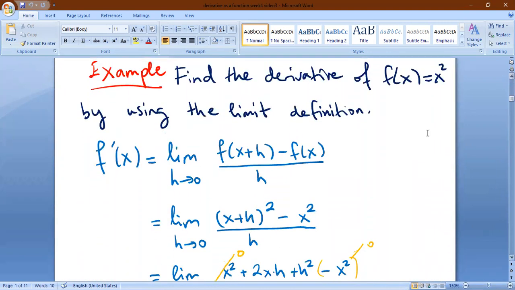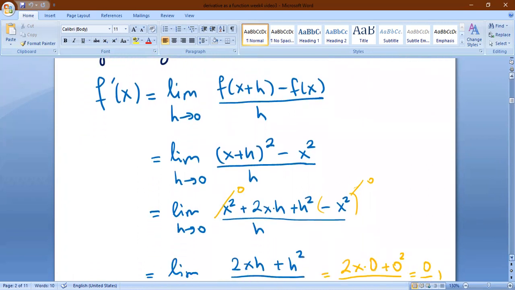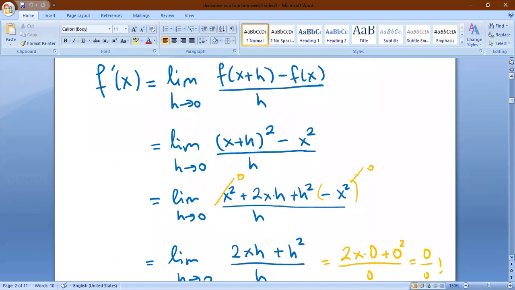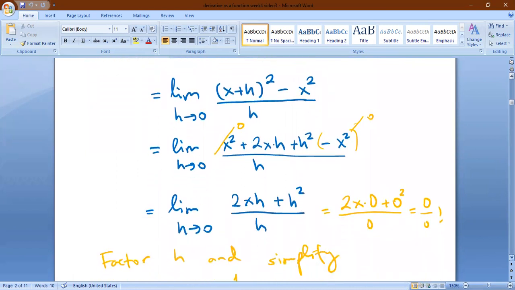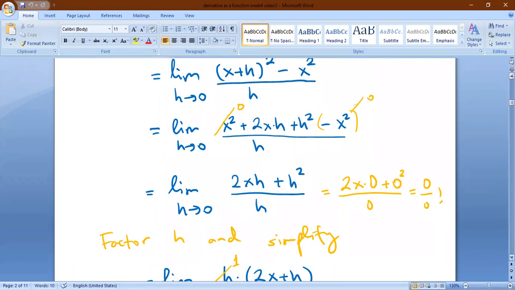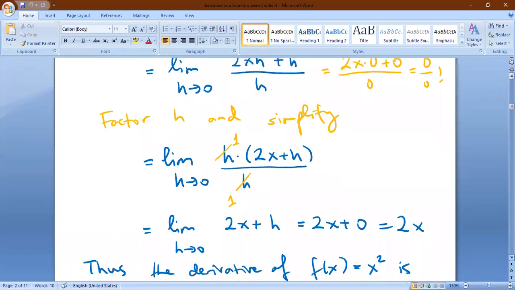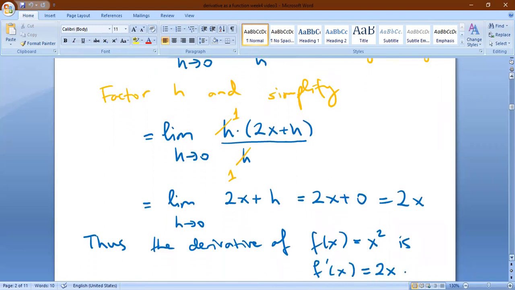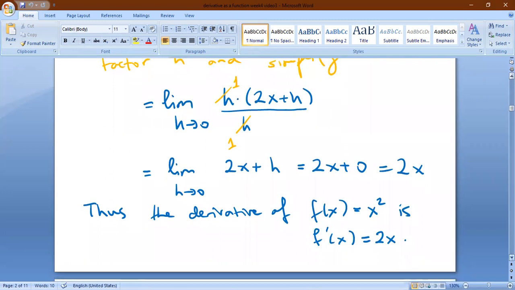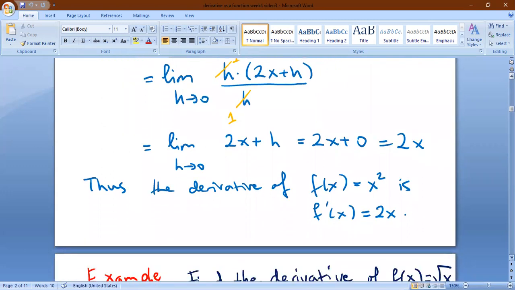So here is one example. Find the derivative of the x squared function by using the limit definition. If we write the limit definition and apply the function x squared, first x squared and minus x squared will cancel. And then if we take the limit as h goes to 0, we are going to have 0 over 0. So if we factor h and simplify, then we are going to have the limit of 2x plus h as h goes to 0, which is 2x plus 0, and that's equal to 2x. So then we say that the derivative of x squared is the 2x function.